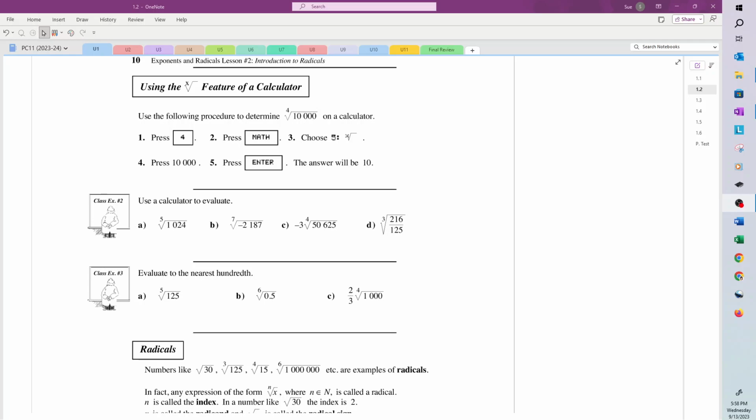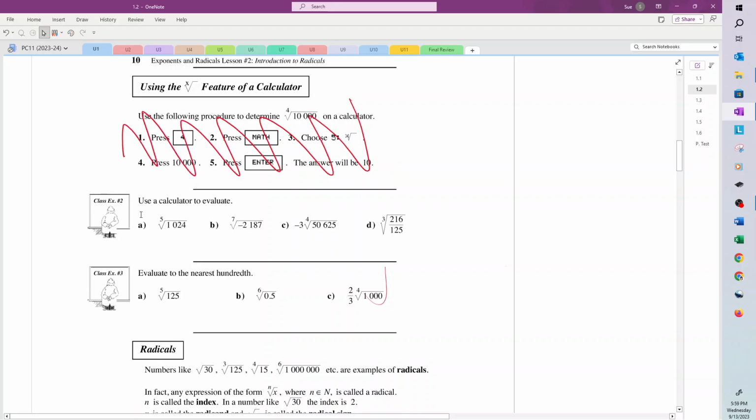This is video 1.2b of Pre-Cal 11. I don't want you to look at this part here. That's just a single calculator. I think I went through it in class, so ask me for help with that, because there's a couple of different ways that calculators work, and that's just one specific calculator.